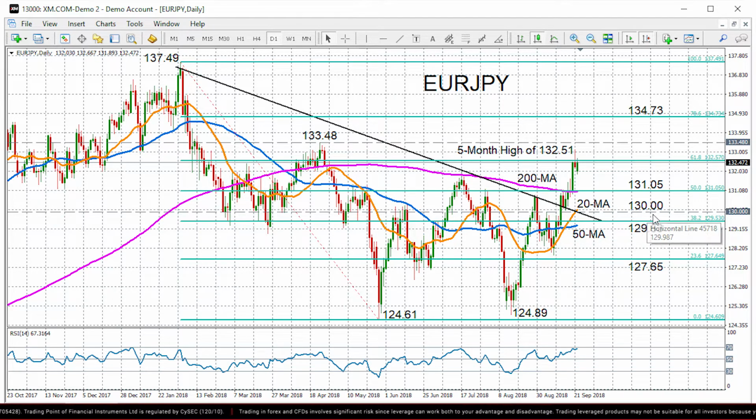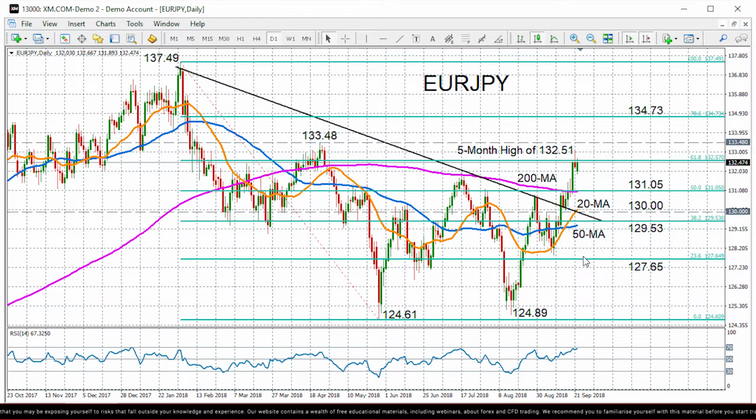Drop below the 130 level, we could then see prices heading towards the 38.2% Fibonacci at 129.53, and just below that we have the 50-day moving average. So if euro-yen was unable to hold above the 50-day moving average and moved south to that important moving average, we could then see the focus shifting back to the downside.